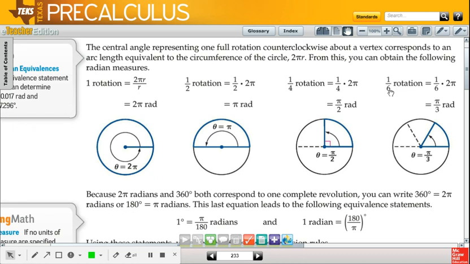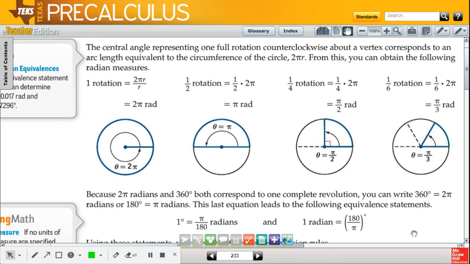1/6 rotation is going to be 1/6 of 2 pi. So basically 2 over 6, which will simplify to 1 over 3. 1 over 3 times pi is going to be pi over 3 radians, or rad. Now, following this statement, because 2 pi radians and 360 degrees both correspond to one complete revolution, you can write 360 degrees equals 2 pi radians, or 180 degrees equals pi radians.